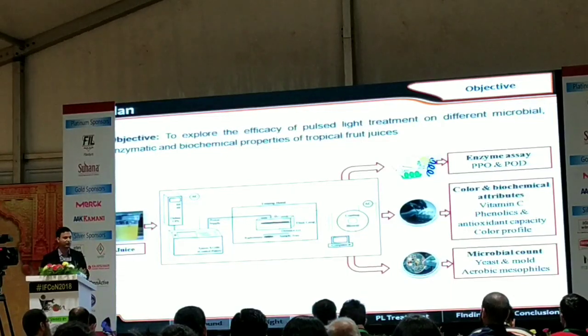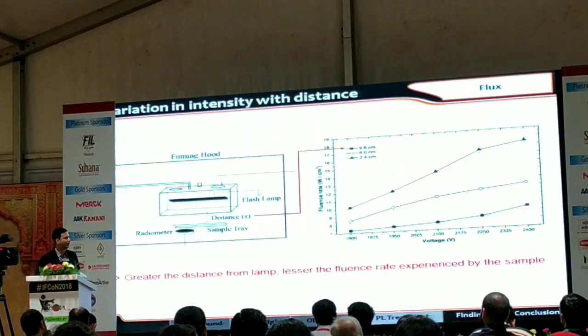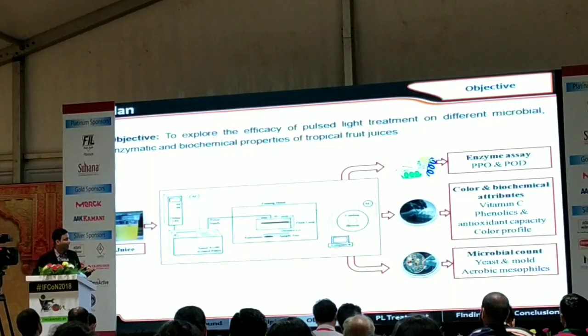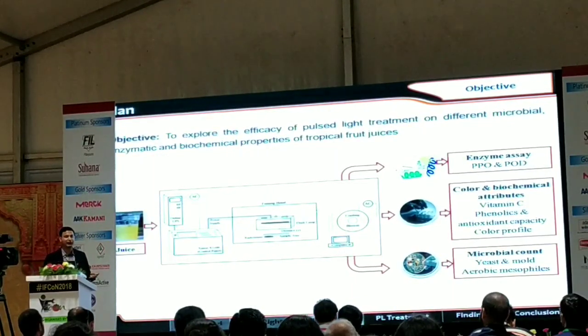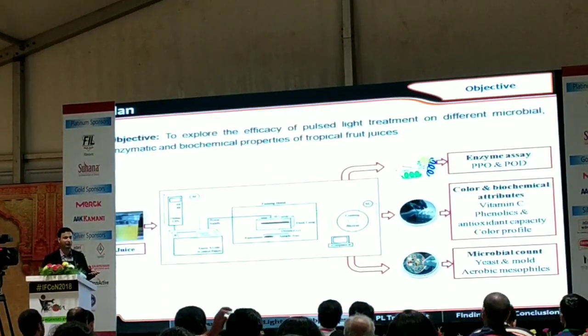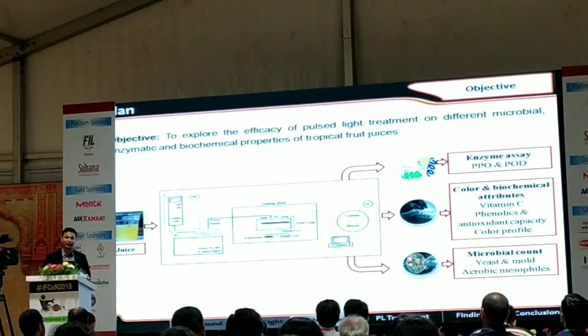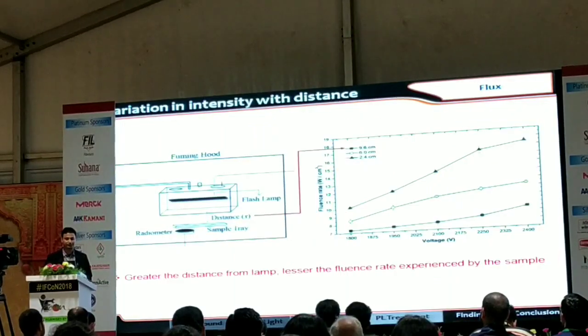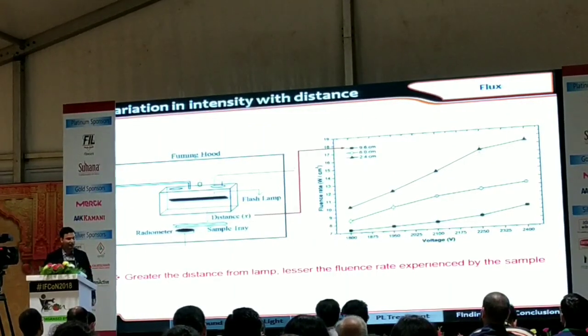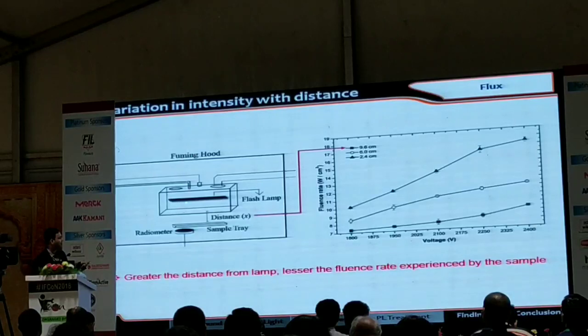The responses we have measured are enzyme assays; we have taken polyphenol oxidase and peroxidase as the indicator enzymes, as these enzymes are responsible for browning in juices, as well as color and other attributes, because we are mainly focused on that. Even after the treatment, we need to check the loss in nutritional properties, and the microbial count, and we have taken only the natural microbiota present in the juice. One other thing: this is your pulsed light, and this is the sample tray we have taken.